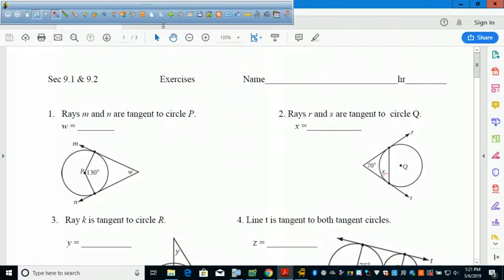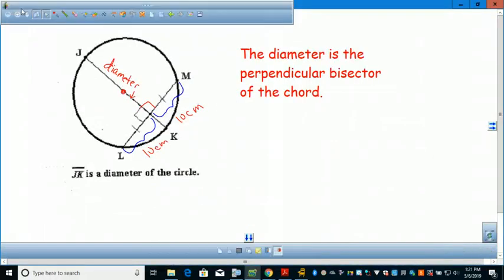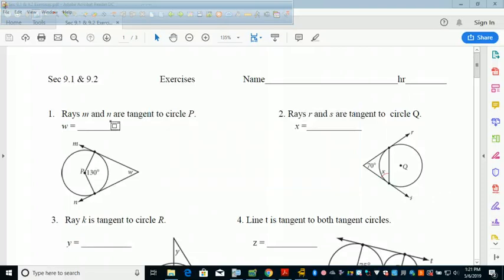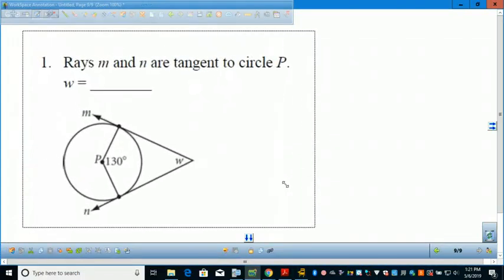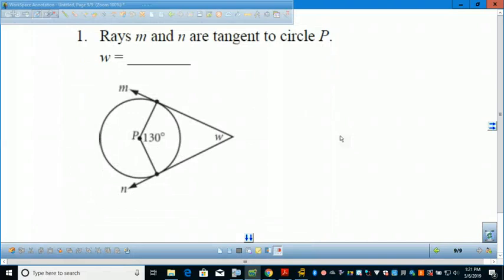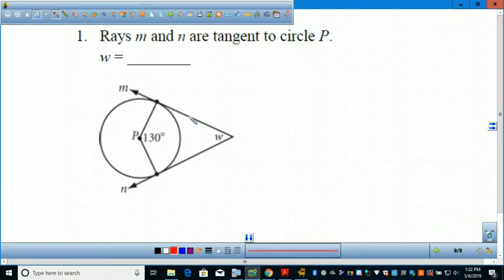Okay, so here's the 9. This is 9-1 and 9-2 put together because 9-1 was kind of short. Okay, please look at your theorems that you just wrote down. There are 2 of them that have to do with the tangent lines. Which one would help us find W? Which one would be more helpful, the tick mark one or the right angles one? You're looking for W. Which one's going to help you more?